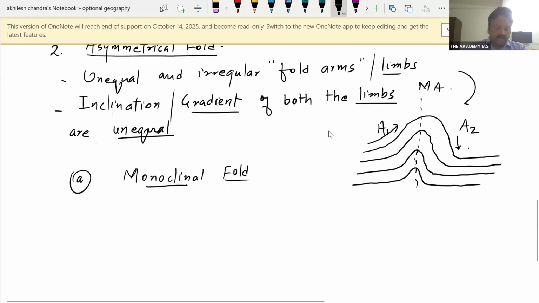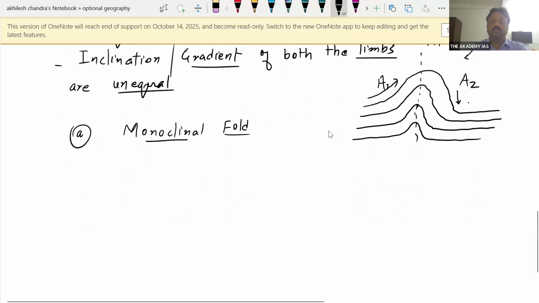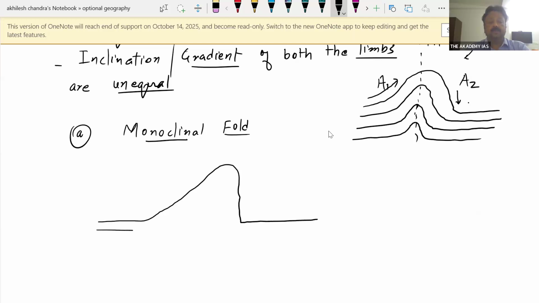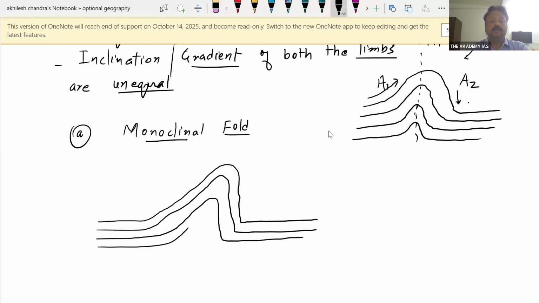What do you mean by monoclinal slope? Monoclinal slope. One of the arms has a right angle slope with the crustal rock. So this is how the folding has been done, and the slope is making a right angle with the crustal rock. So this is the crustal rock.